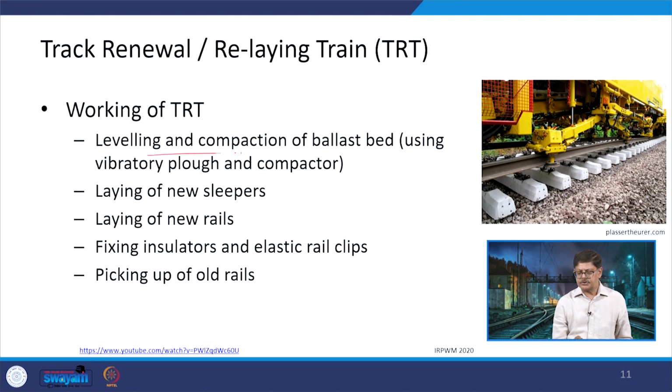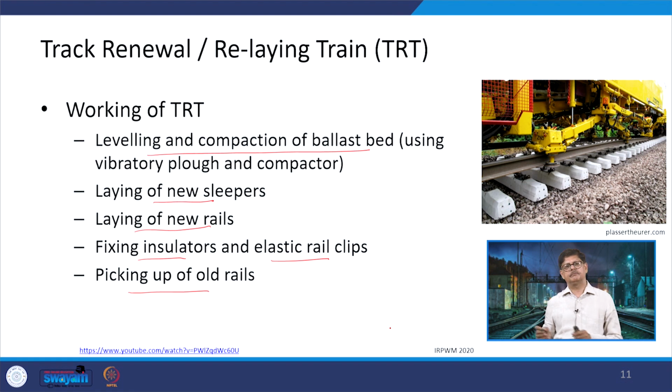Then leveling and compaction of the ballast bed, this is being done using the vibratory blow and compactor. Then laying of the new sleepers, laying of the new rails, then fixing the insulators and the elastic fastenings, and then finally picking up of the old rails which have been placed on the side. So, all of these things this machine is capable to do. That means a lot of work for which a lot of manpower is required and it will take a lot of time is being executed by this machine and it is done in a much faster manner.